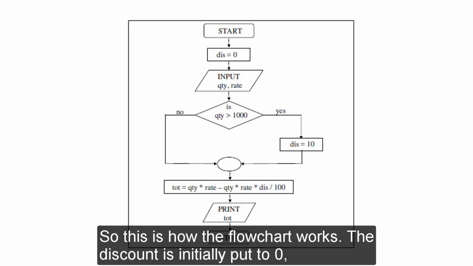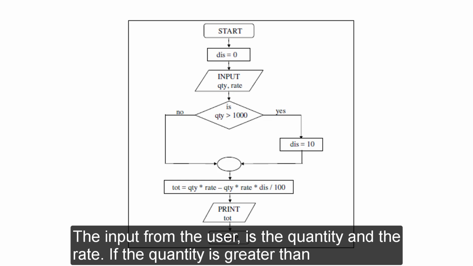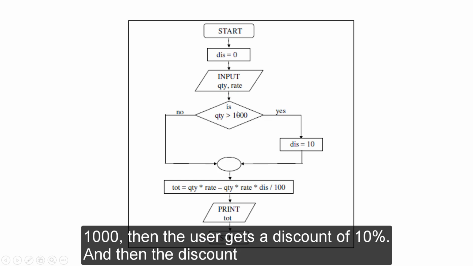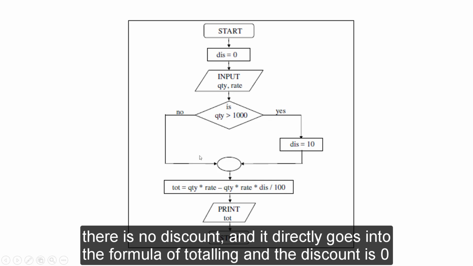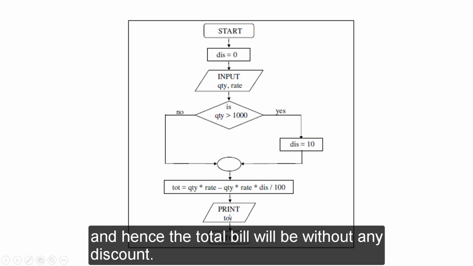So this is how the flowchart works. The discount is initially put to 0. The input from the user is the quantity and the rate. If the quantity is greater than 1000, then the user gets a discount of 10%. And then the discount is put in the formula for totaling and the result is printed out. If the quantity is less than 1000, there is no discount and it directly goes into the formula for totaling, and the discount is 0, and hence the total bill will be without any discount.